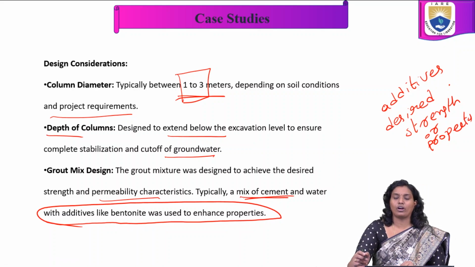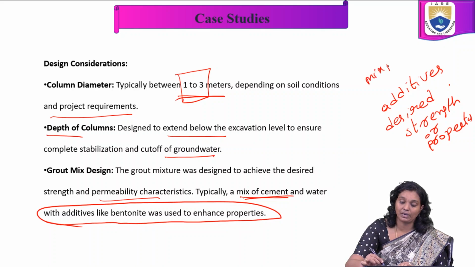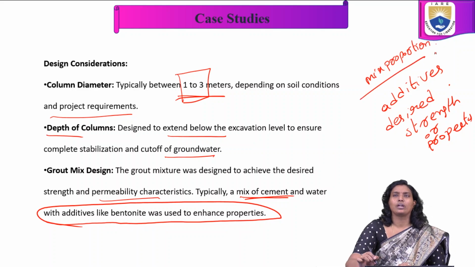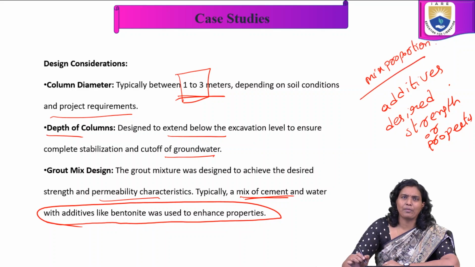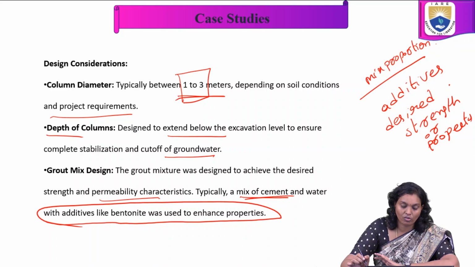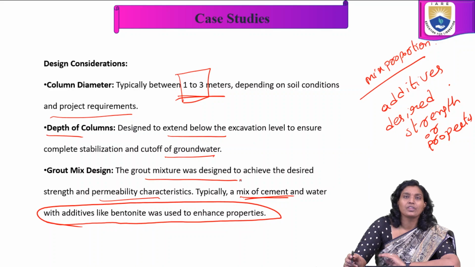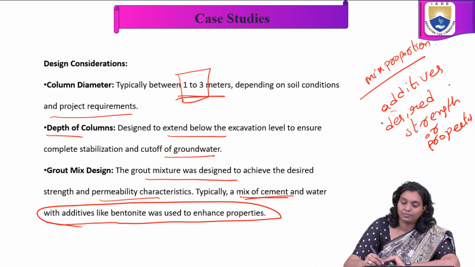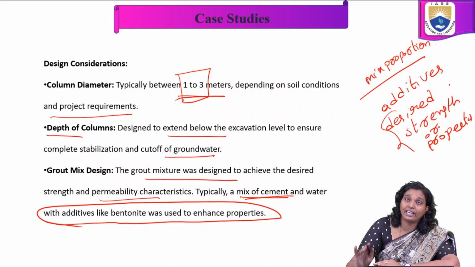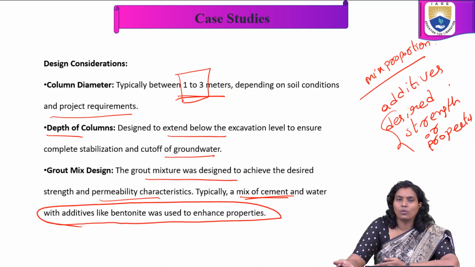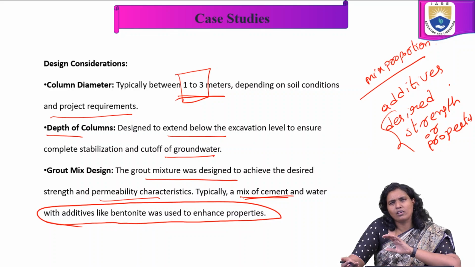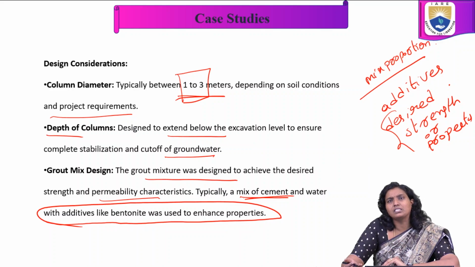Typically cement and water, and how much mix percentage also depends upon the proportion. The mix proportion depends upon the project requirement and the soil conditions. According to that, we design the grout mix to get the desired properties, and what kind of additives give what kind of result. Once we require more strength, we consider a different mix proportion. High strength means we choose different mix proportions of cement and water.